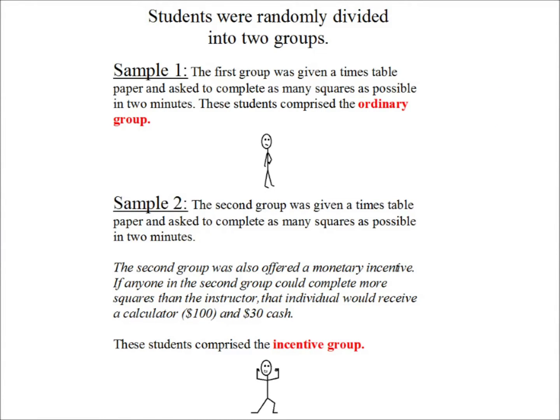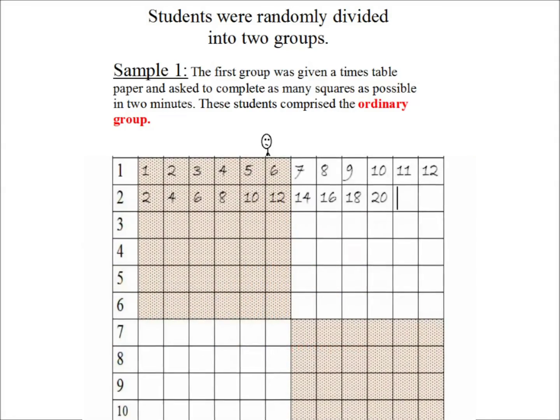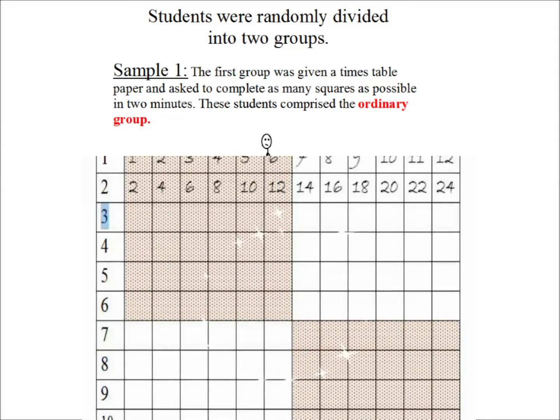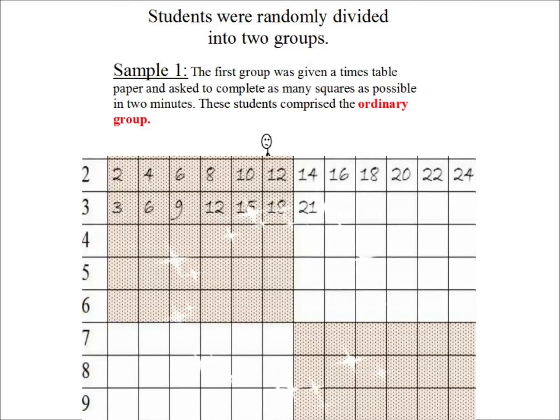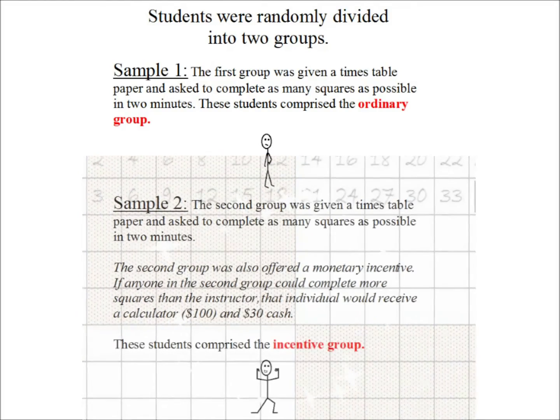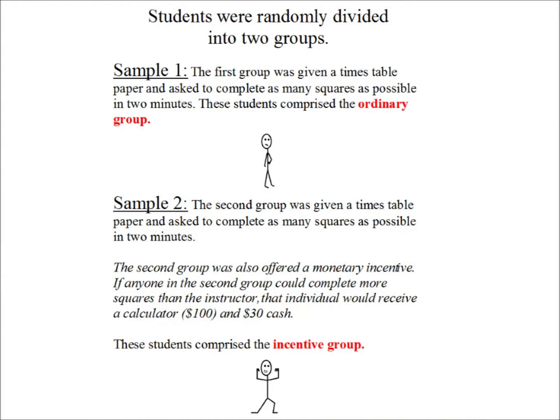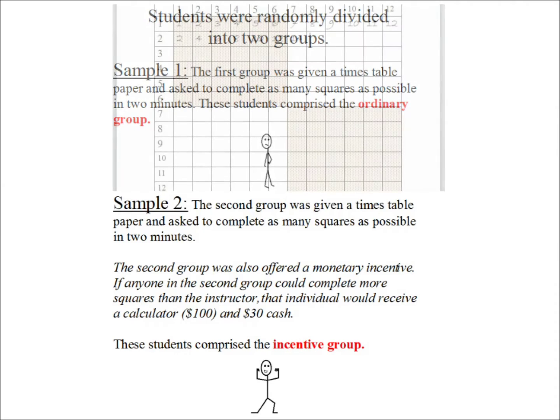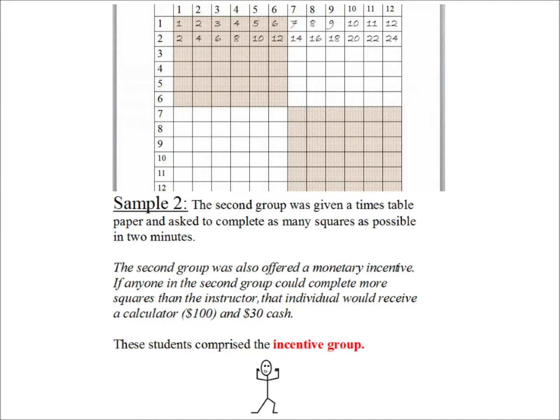In sample 1, the first group was given a times table paper and asked to complete as many squares as possible in 2 minutes. These students comprised the ordinary group. In sample 2, the second group was given a times table paper and asked to complete as many squares as possible in 2 minutes. However, they were also offered a monetary incentive.